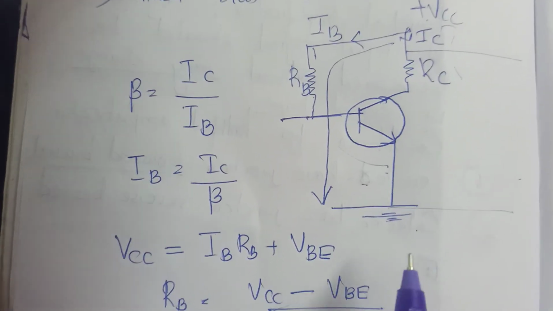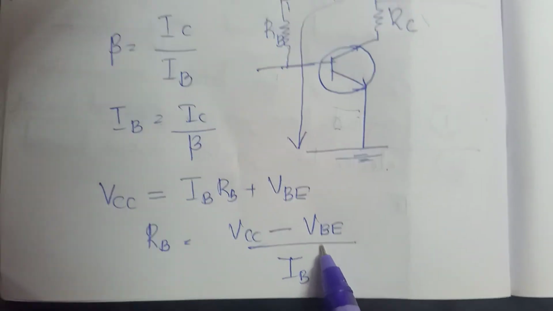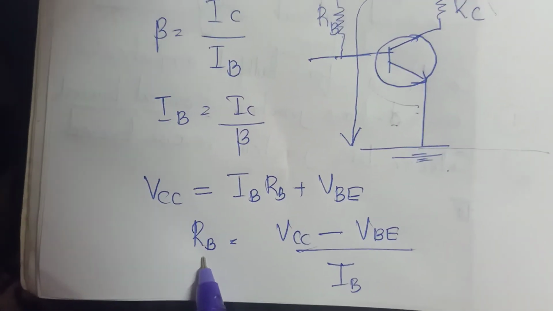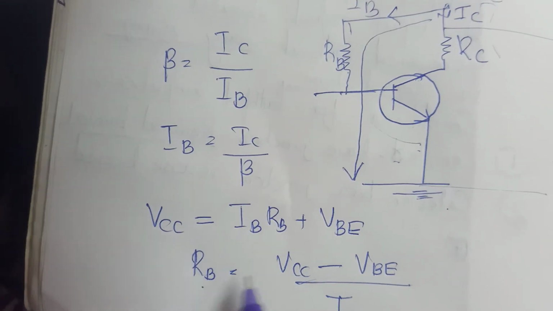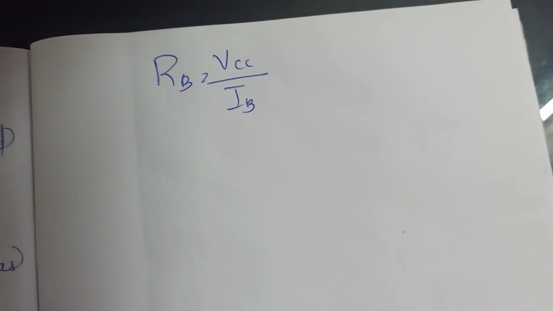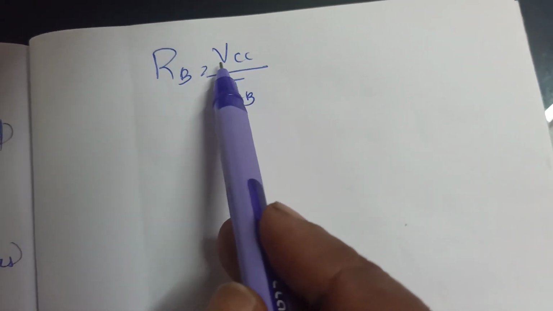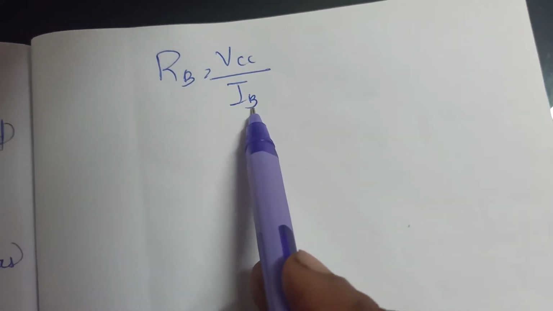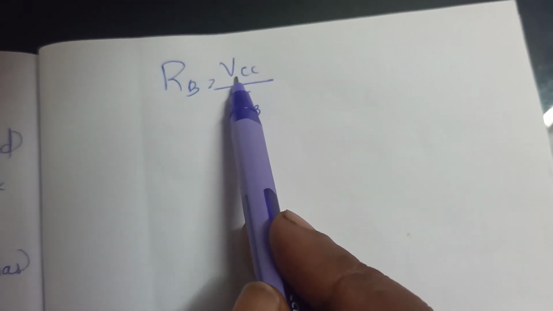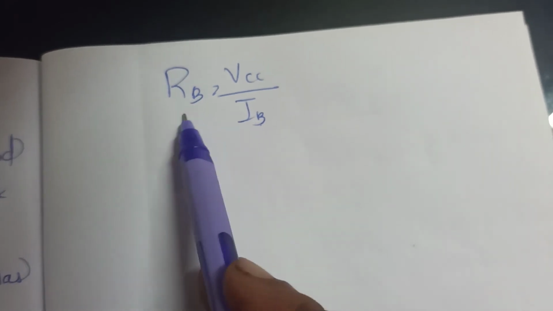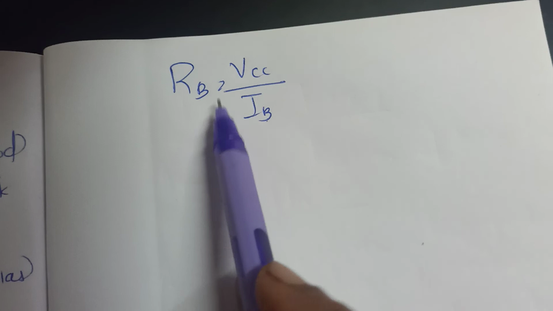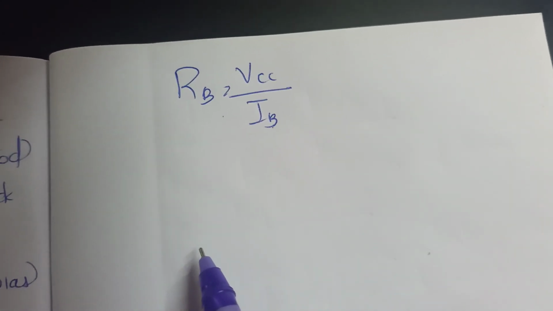Usually this VBE is very small and hence we can neglect it. Therefore, the value of base resistor RB is equal to VCC by IB. For a given value of VCC and IB, that is for a given applied voltage source and for a given base current, this base resistor value will remain constant. Hence, for this reason, the biasing circuit is termed the fixed bias circuit.